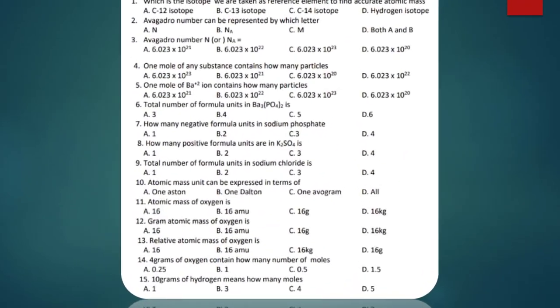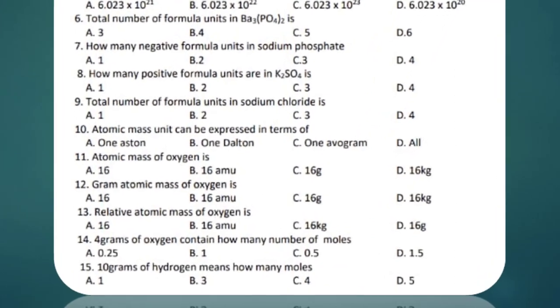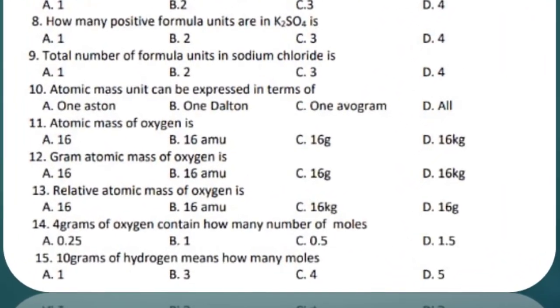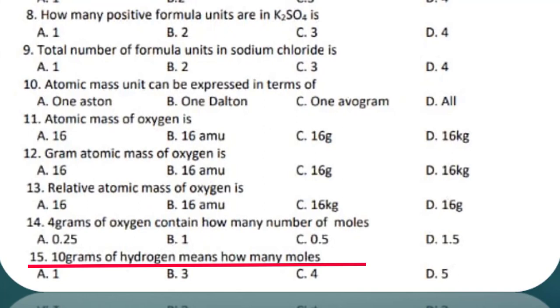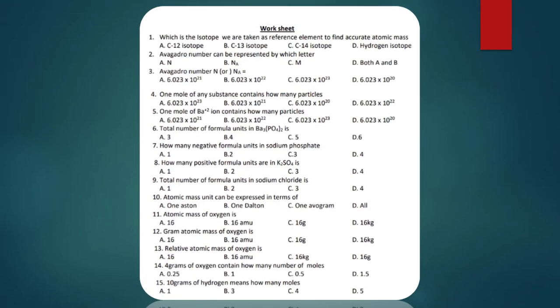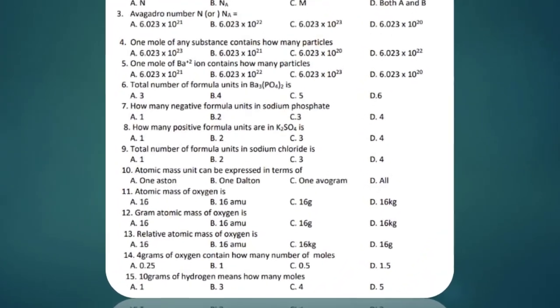15th question: 10 grams of hydrogen means how many moles? The relative atomic mass of hydrogen is 1. Then 1 gram contains 1 mole, then 10 grams contain 10 moles. Understood, children?